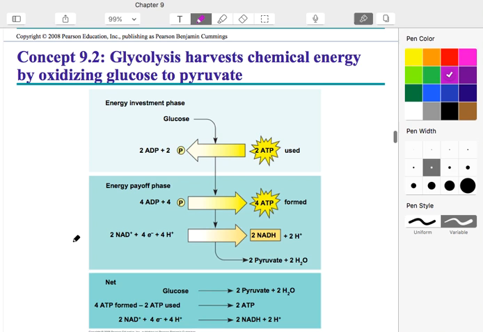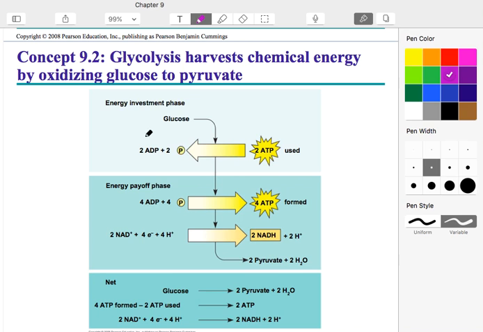Glycolysis harvests chemical energy by oxidizing glucose to pyruvate. So glycolysis is a process of harvesting energy. By oxidizing glucose to pyruvate, we're going to get some amount of ATP, which might not be efficient or enough to perform cellular work, but it's still something. We're definitely going to take that, whether it's small or high in quantity, it doesn't matter.